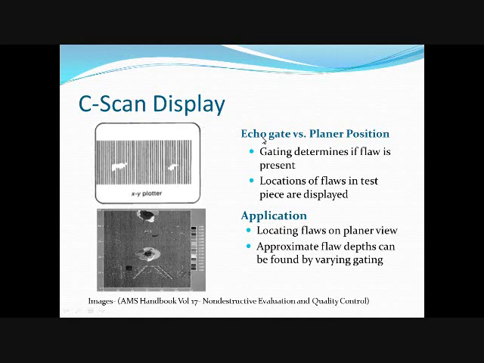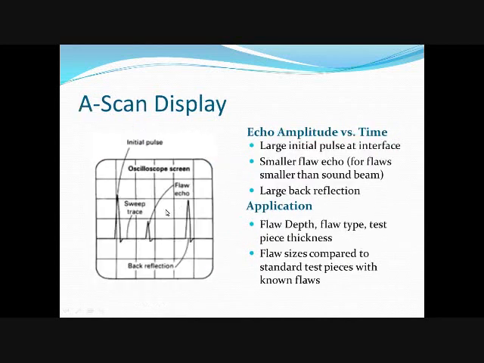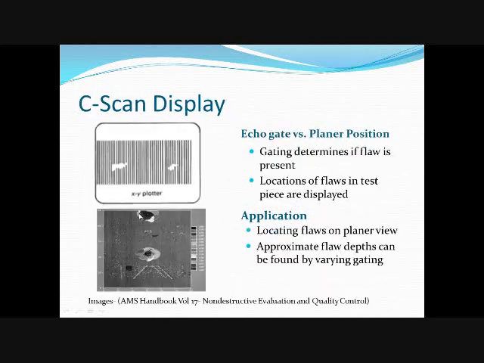This will typically, in contrast to the A-scan and B-scan, have a gate versus planar position. So as compared to an A-scan display, you will have a gate, say, behind the initial pulse and before a back reflection, so that if a flaw echo is found, then you read that there has been a flaw, and then you plot that.